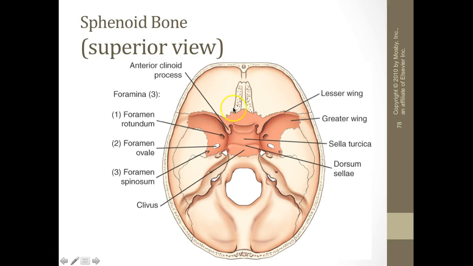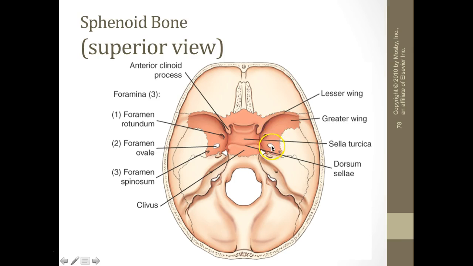So here is the sphenoid bone in the floor. So we have the lesser wing right here. So you can see how it looks like a bat. So here is the lesser wing, and off the lesser wing, on the most superior part, which is the most posterior, here's your anterior clinoid processes. They come off of the lesser wing. Here is the greater wing on either side. So on either side of the Sella Turcica are the greater wings. So the anterior clinoid processes point at the Sella Turcica.